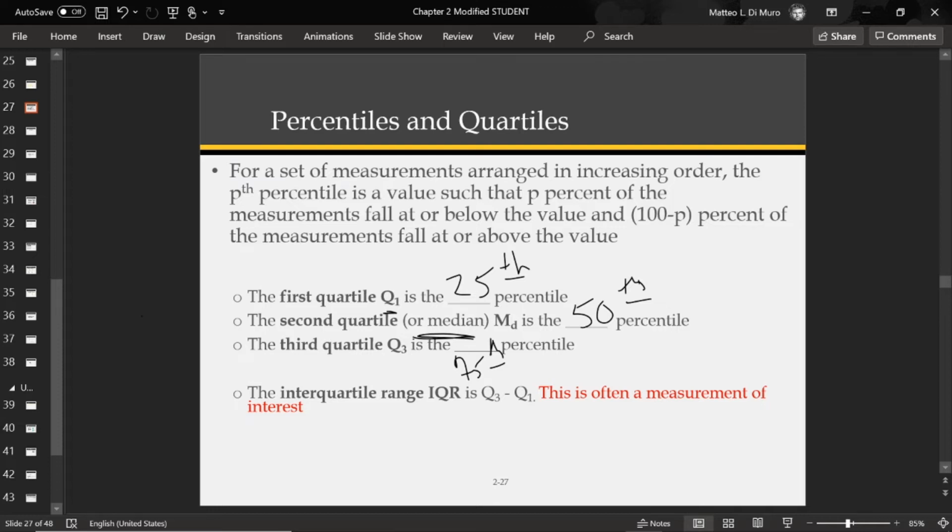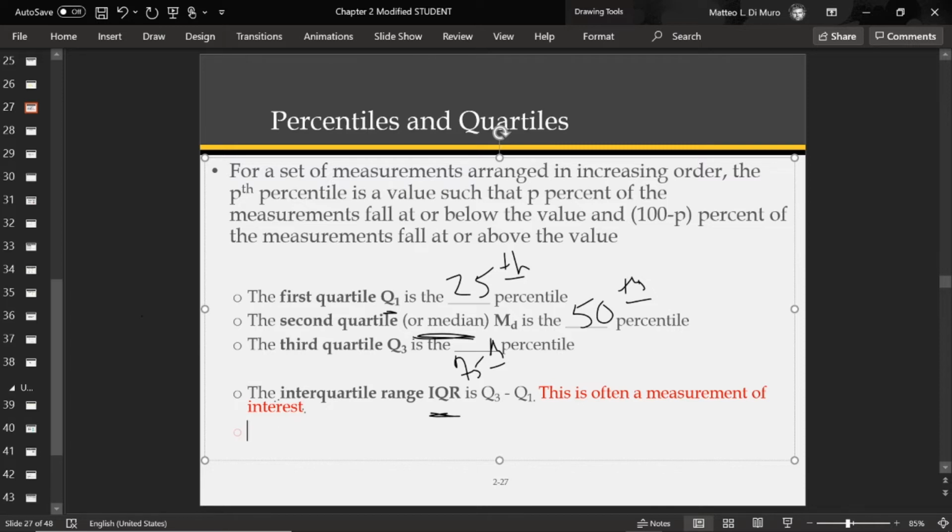Now, there's a little definition for something called the IQR. It's called the interquartile range. It is defined as Q3 minus Q1. And it is what it is. It is a measurement that is often of interest. So, know it.